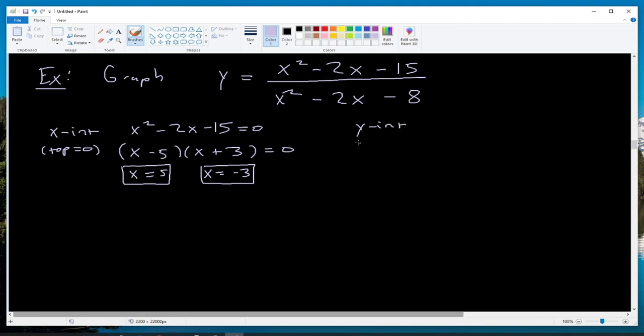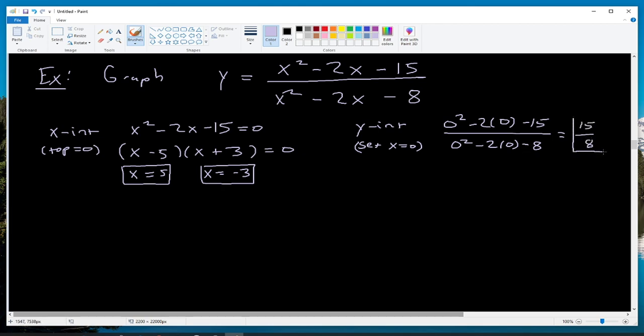For the y-intercept, we set x equal to 0. So we put 0 in for all our x's, and then we see what we get back. What I'm getting back is negative 15 over negative 8, which is positive 15 eighths. 16 eighths would be 2, so this is 1 and 7 eighths. So it's a little bit less than 2, and it's a positive number.